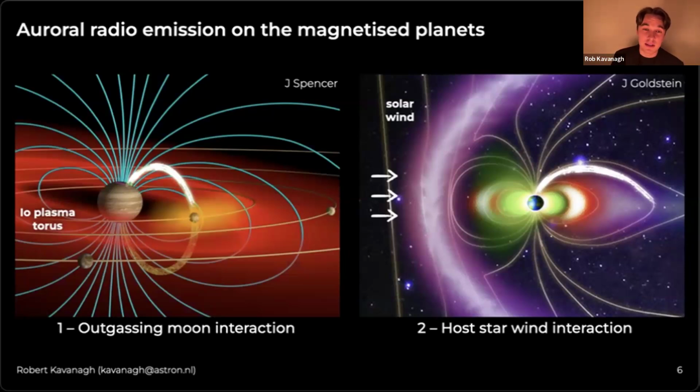And then on the right-hand side, we can see a scenario where we don't actually need an outgassing moon, but we can just use the plasma flowing out from the sun, and some of that energy effectively squishes the magnetic field of the Earth on the night side, and this causes magnetic reconnection to happen. So we can have an alternative source of electron acceleration. Both of these processes produce very bright radio emissions. So ideally, we want to try and detect this kind of emission from other exoplanetary systems, and this will allow us to characterize their magnetic fields and understand their atmospheric processes a bit better.